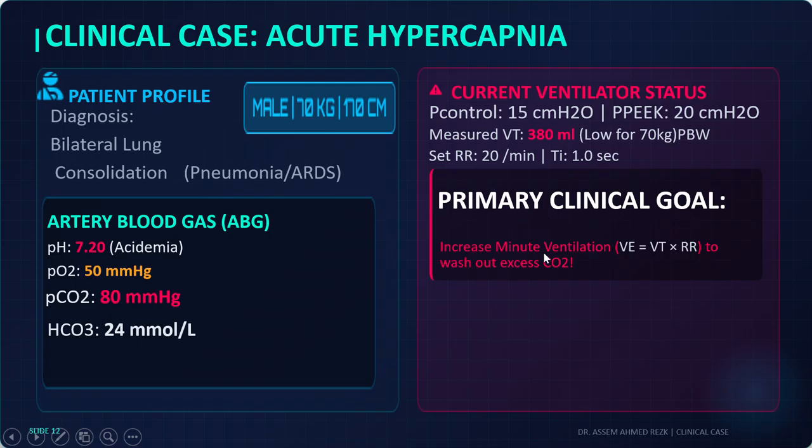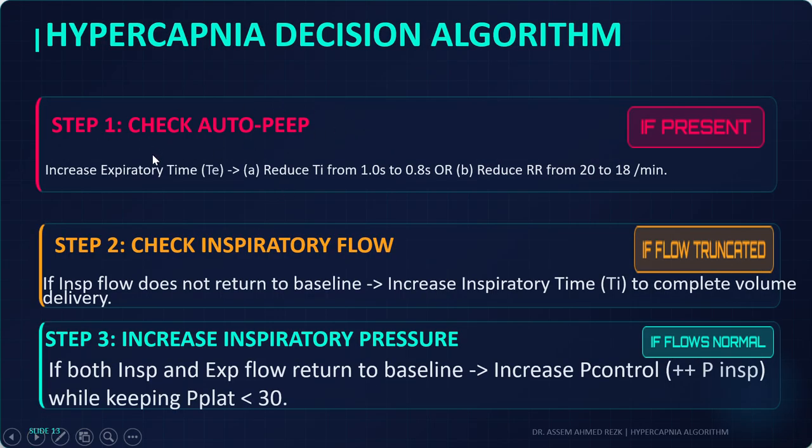The primary goal here is to increase the minute ventilation, because minute ventilation equals tidal volume multiplied by respiratory rate, to wash out the CO2. What's your plan? Check if there is auto-PEEP. In this case auto-PEEP is present, so increase the expiratory time by reducing inspiratory time from 1 to 0.8 and reduce respiratory rate from 20 to 18.